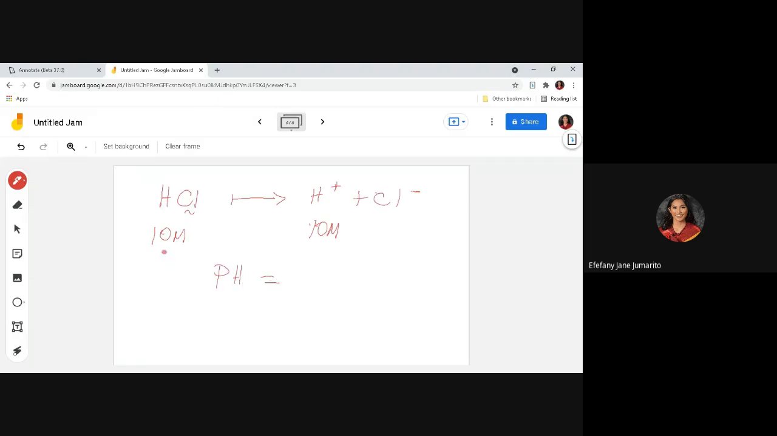So after doing this, then we can easily calculate the pH. So the pH, if we are asked what the pH is, is just equal to the negative log of the concentration of your H plus or HCl. Okay, it dissociates completely.